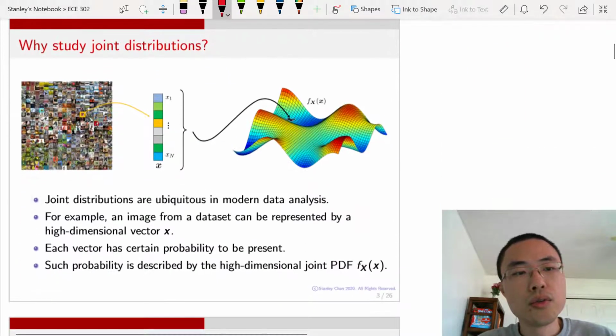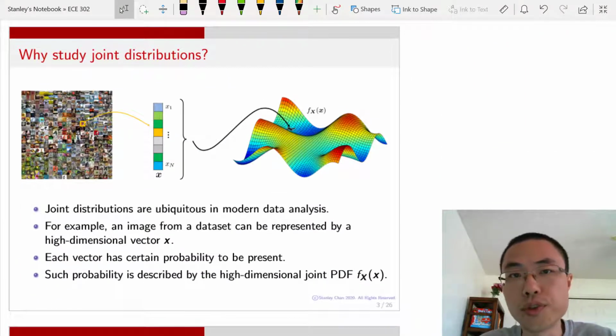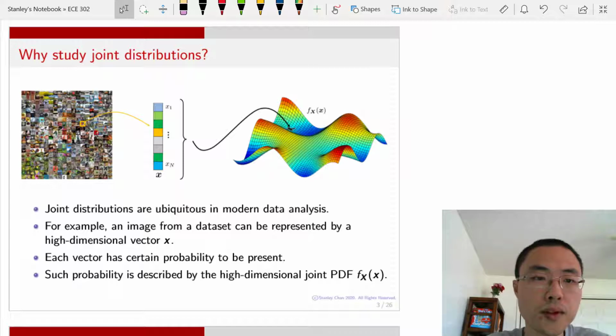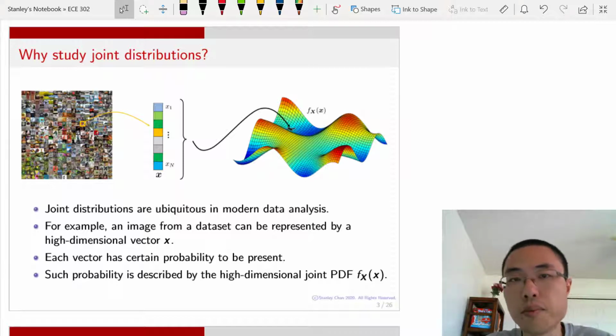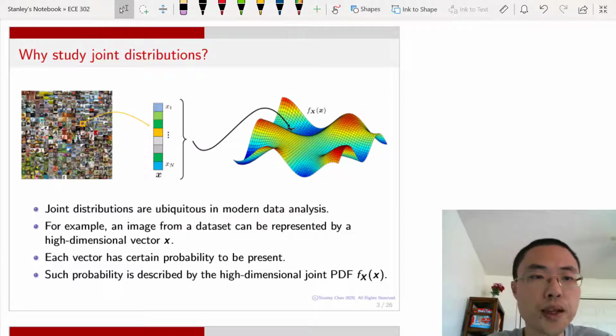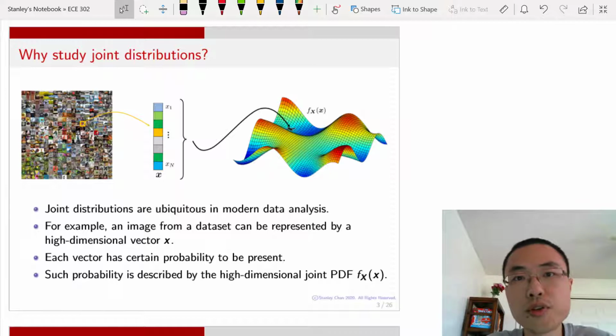Why do we want to study joint distributions? Let me give you one particular example to motivate the discussion. In image analysis, people have been developing a lot of datasets. One of the well-known datasets is called the ImageNet dataset, which was published back in 2010. This dataset has changed the entire landscape of deep learning, because before then, we only had very small datasets to train deep neural networks. And since the invention of the ImageNet dataset, we are now able to train very, very complicated deep neural nets because now we have enough data.